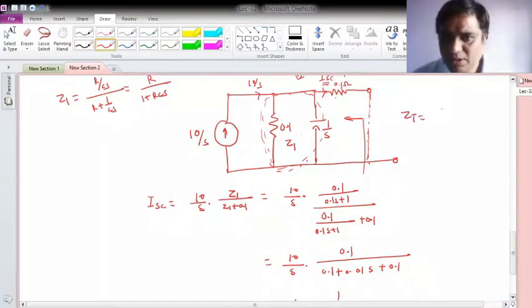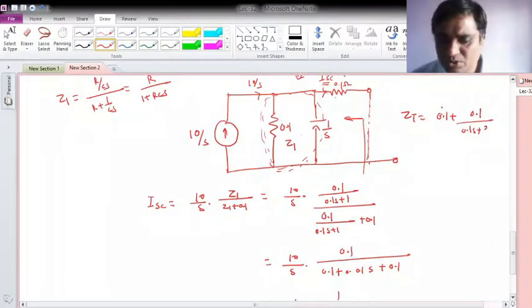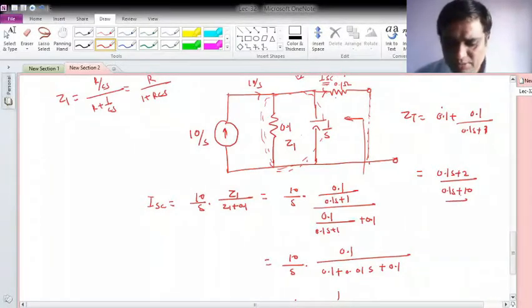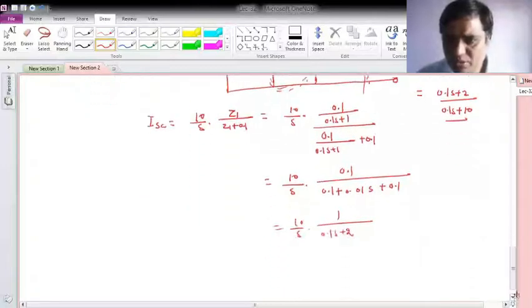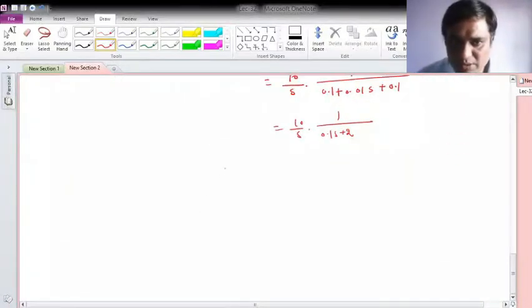ZT will be 0.1 in parallel with 1 by S plus 0.1. So here ZT will be 0.1 plus 0.1 upon 0.1 S plus 1. If you write it, it is 0.1 S plus 2 upon 0.1 S plus 10. Now what is the equivalent of Norton's? I have to draw the equivalent circuit.